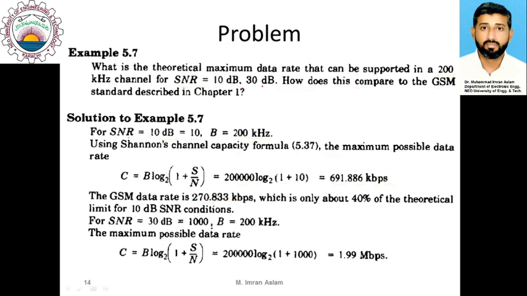Similarly, we can solve the same problem for 30 dB SNR, for which the solution is available here, and for that case the maximum possible data rate comes out to be 1.99 megabits per second.